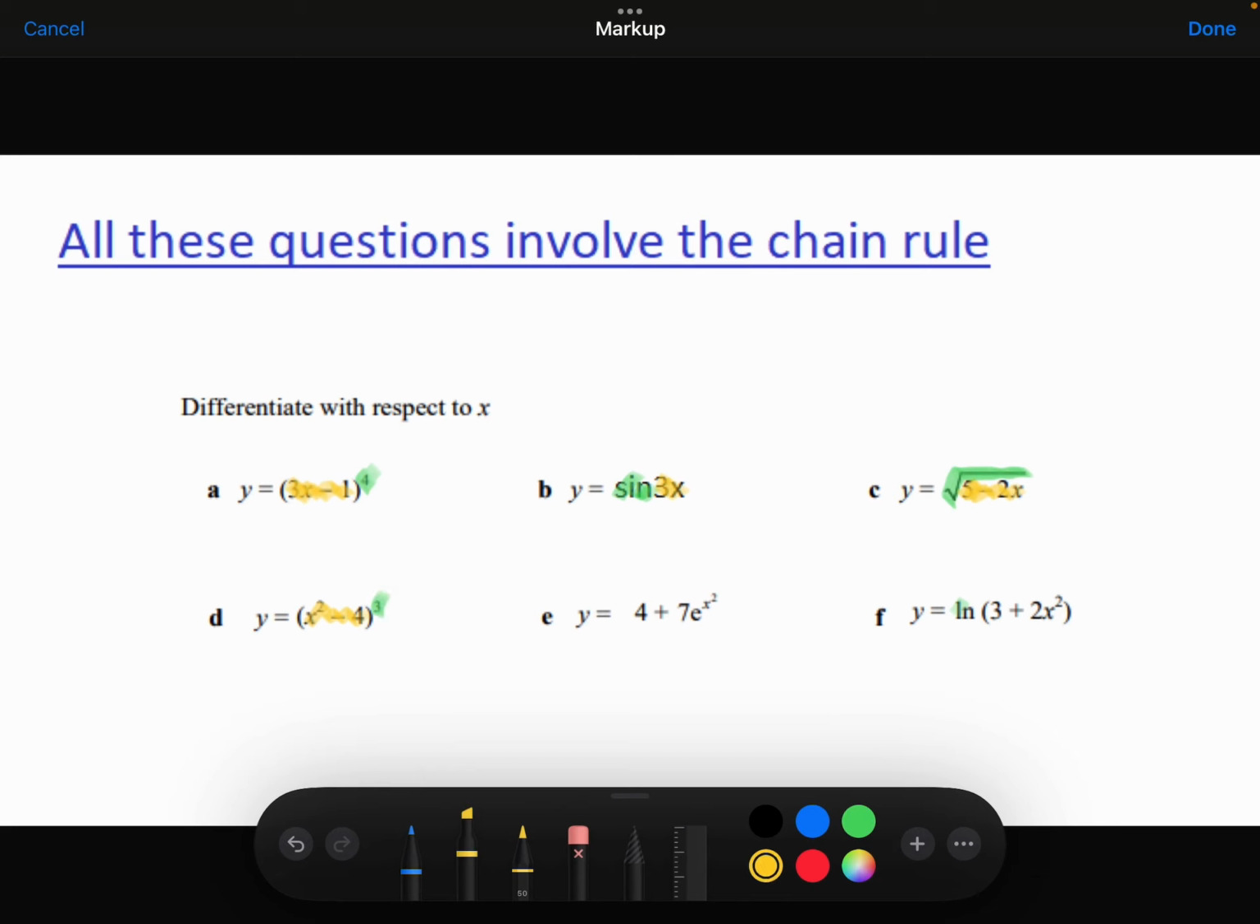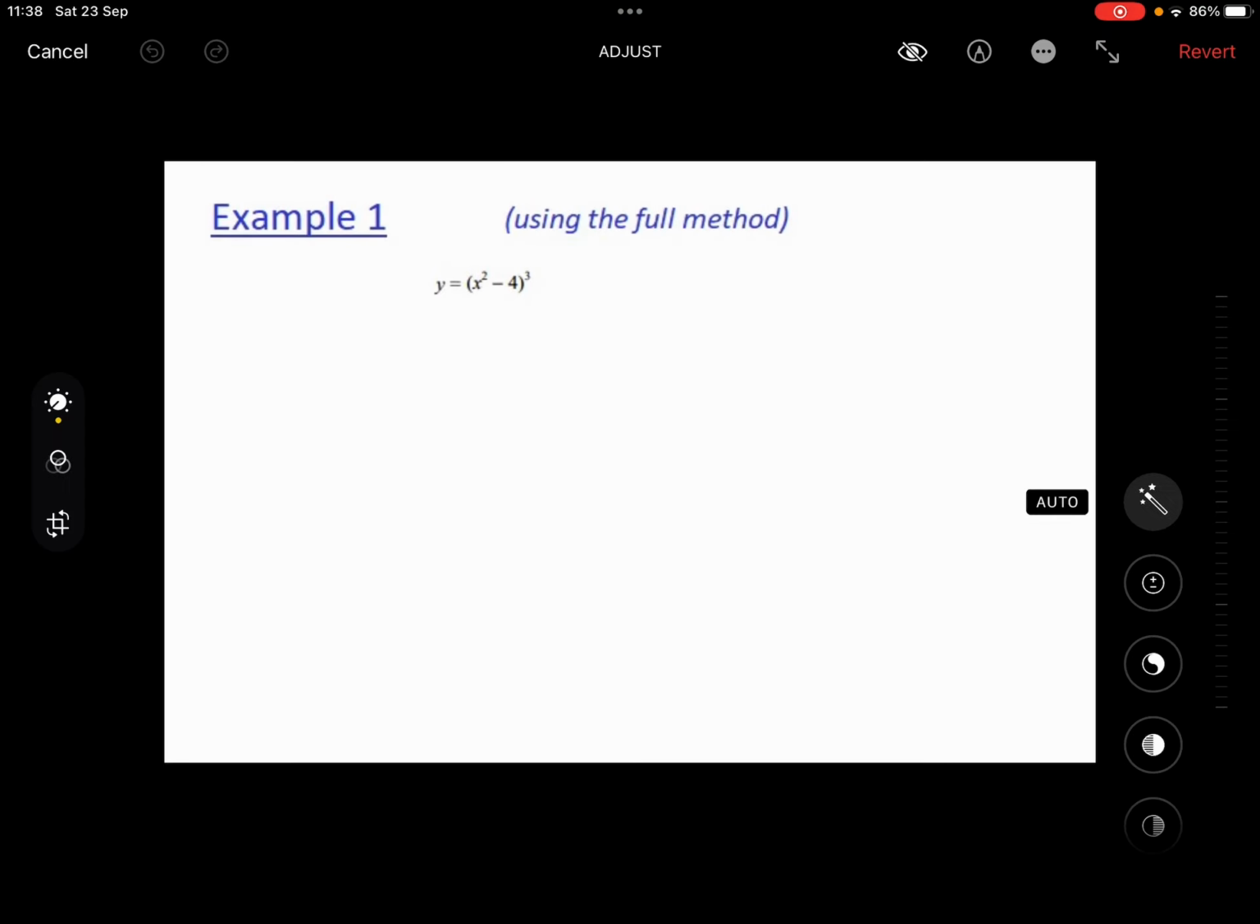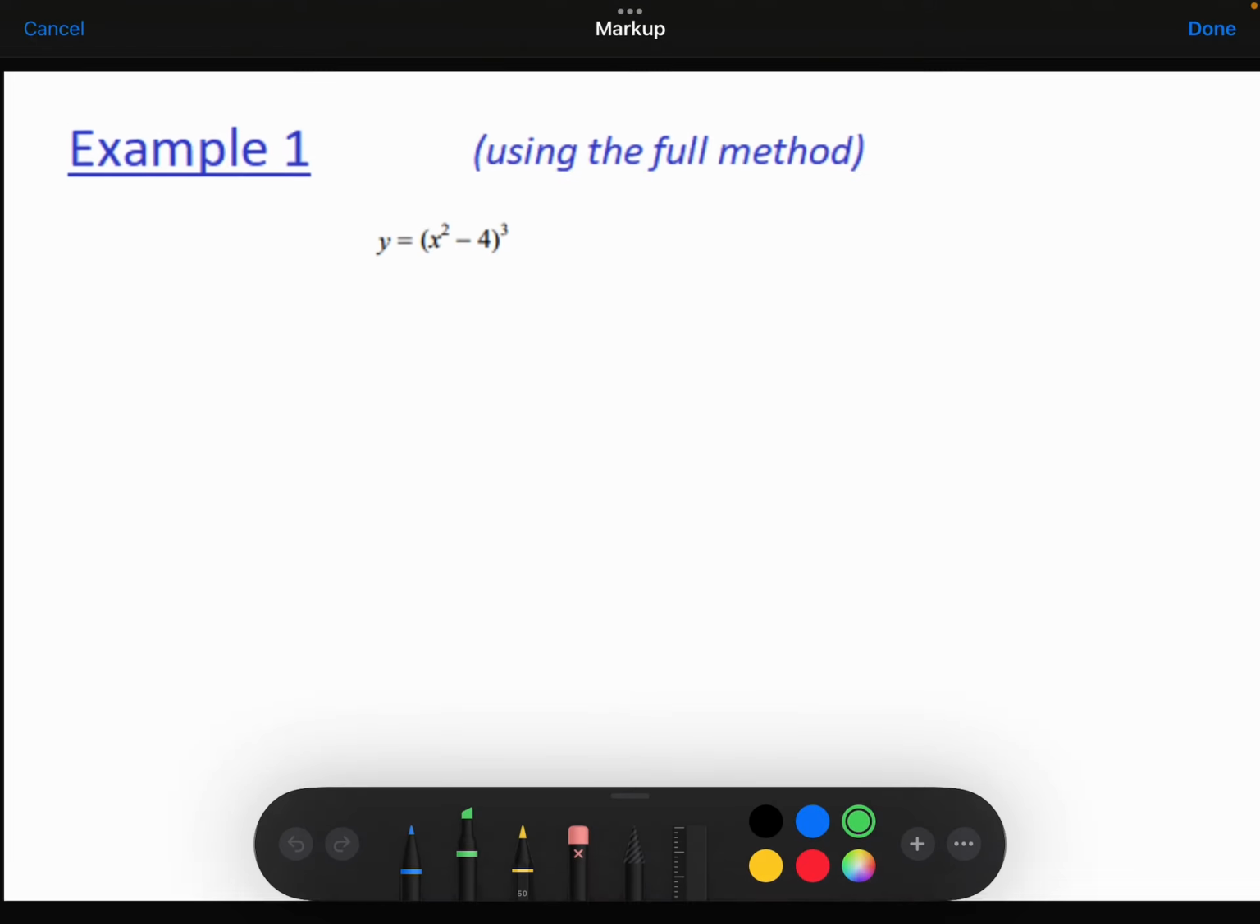E, the 4 and the 7 don't matter so much, but we've got the x squared inside the exponential function. And then on F, we've got the 3 plus 2x squared inside the logarithm function. So that's how you can tell when we're going to need to use the chain rule. Let me now show you some examples of actually how we do that.